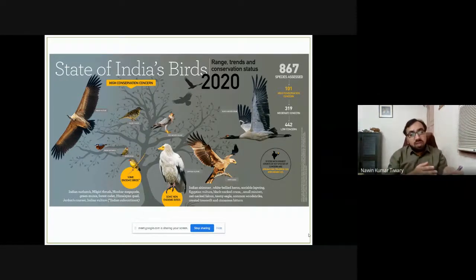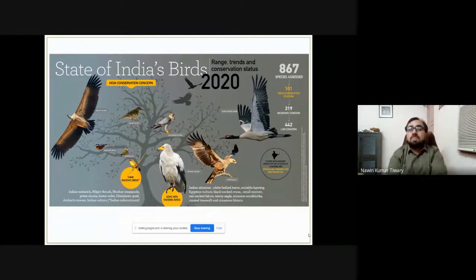So they have uploaded all their data on eBird, and they came up with 25 years of trend lines of population decline and appraisal. They came up with this brilliant document called State of India's Birds 2020. It came just this year. So the link of this document will be available on the website. You can check it from there as well.